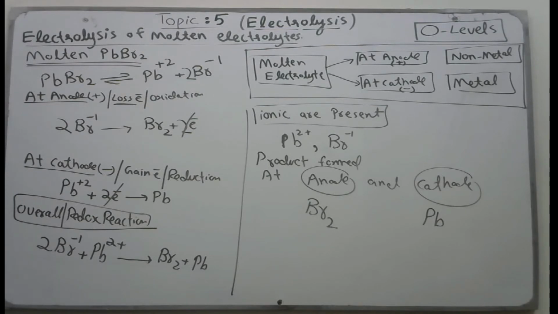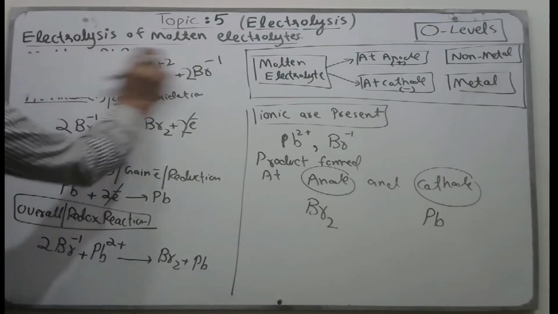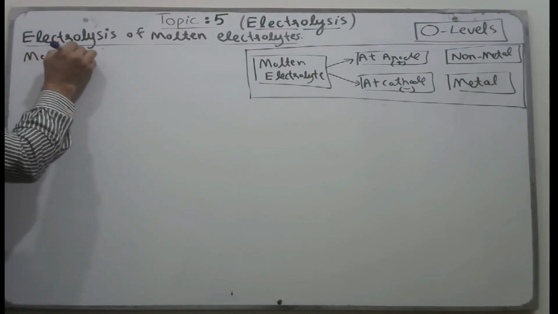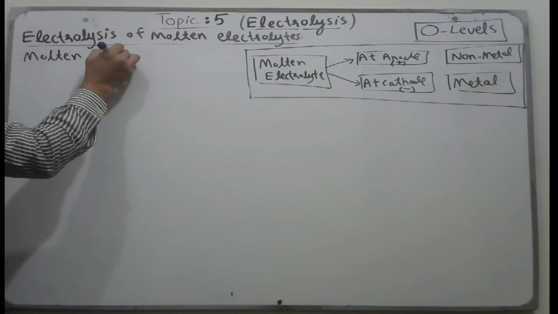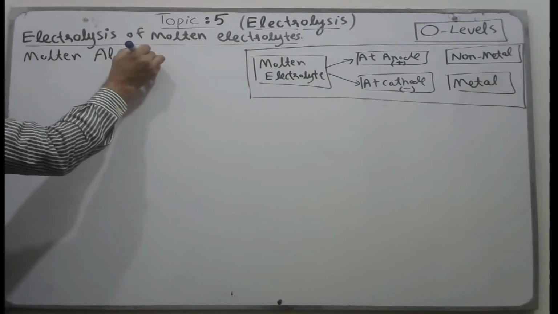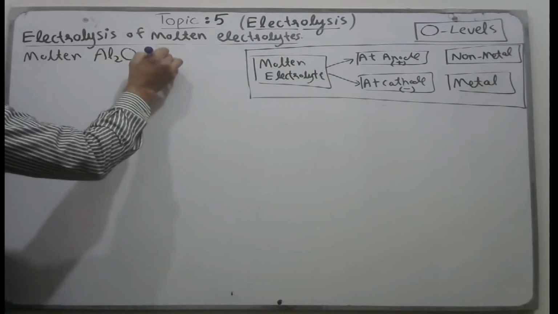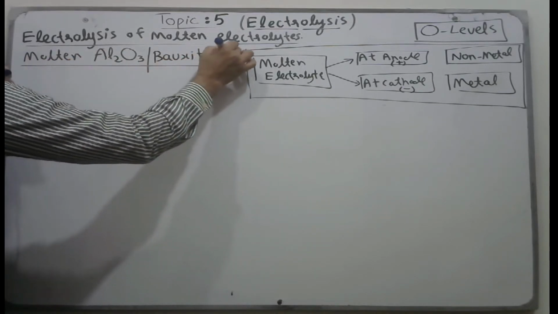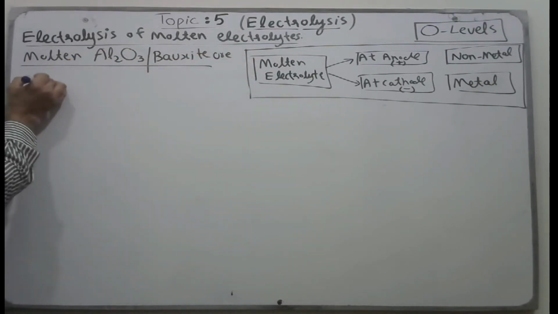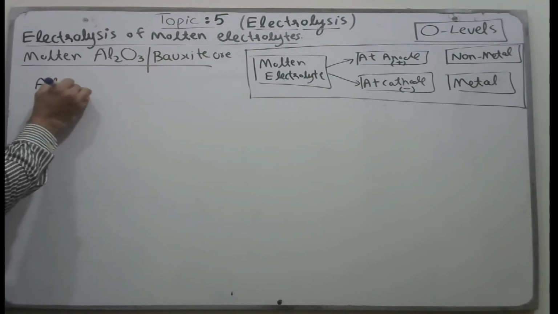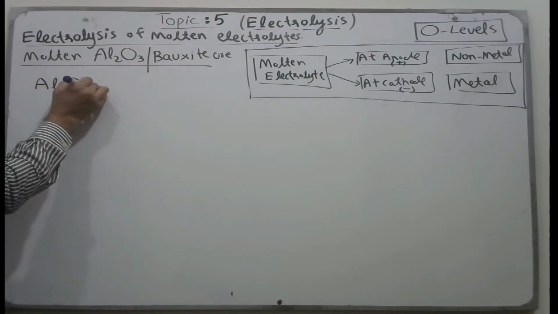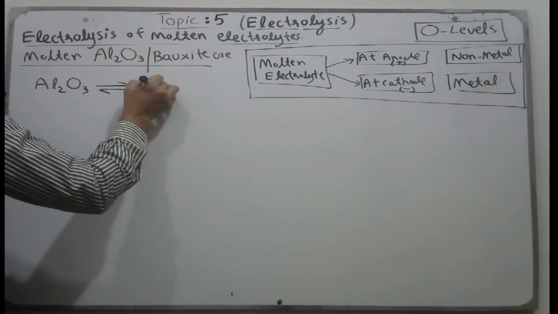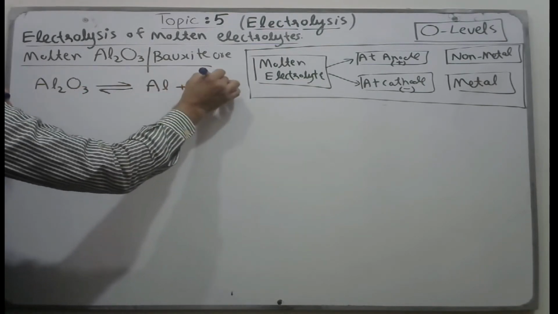Now we take one more example that is very important. Electrolysis of molten alumina, Al2O3, also named as bauxite ore or alumina as well. Now we take the first one. This aluminum oxide decomposes in molten state into its ions, that is aluminum ions and oxide ions.